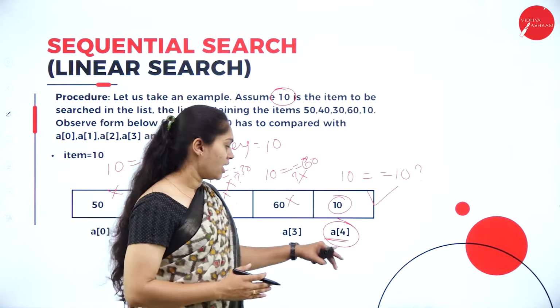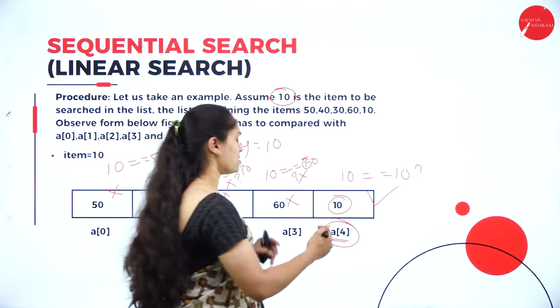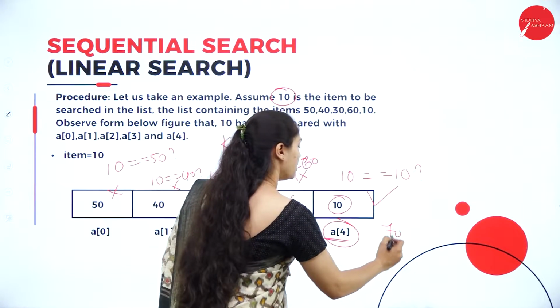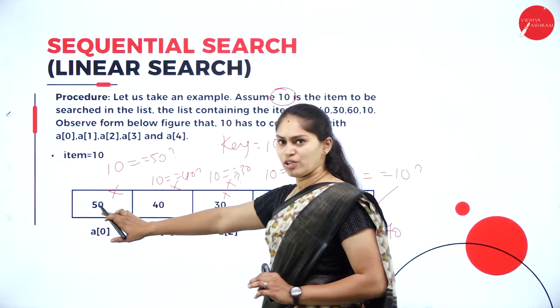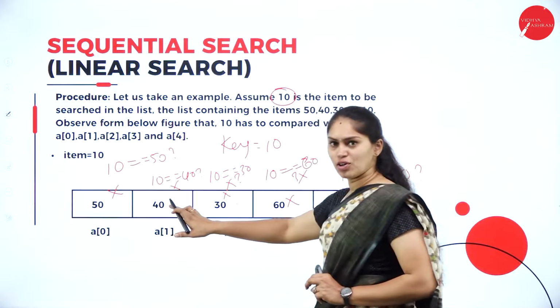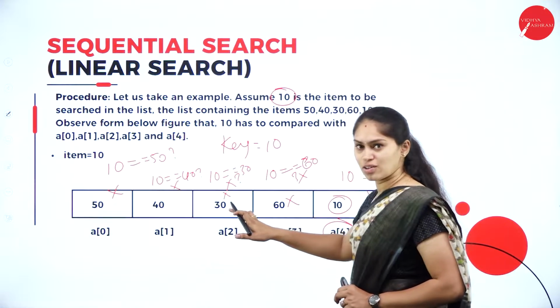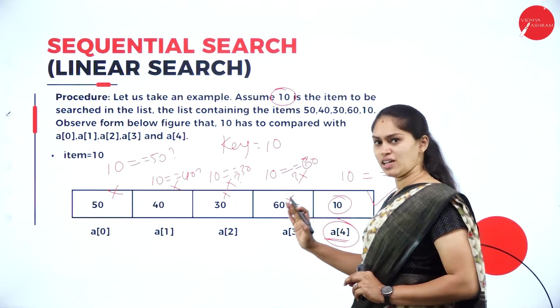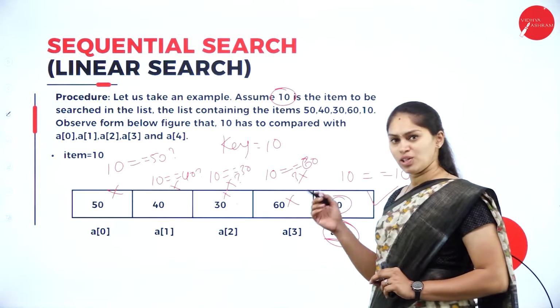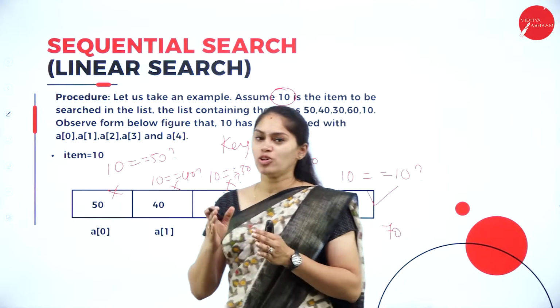Element found in the position 4. So if I am searching for a value called 70, then I'm going to make a comparison of 70 with all others. Is 70 equal to 50? No. Is 70 equal to 40? No. Is 70 equal to 30? No. Is 70 equal to 60? No. Is 70 equal to 10? No. So at last, what will it return?